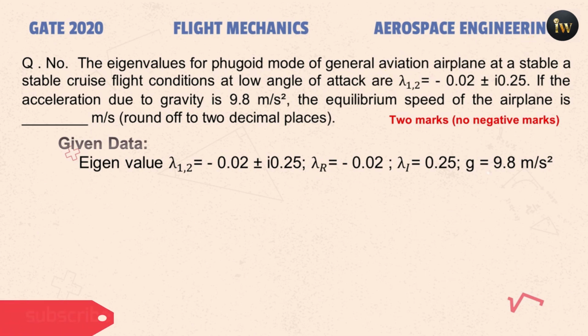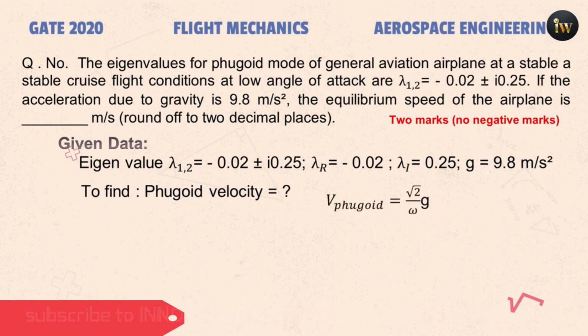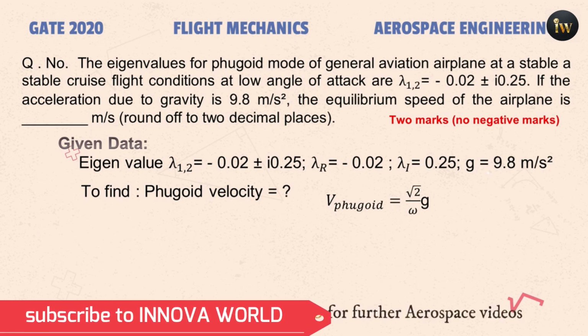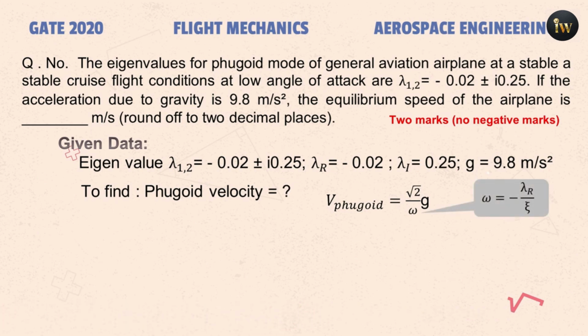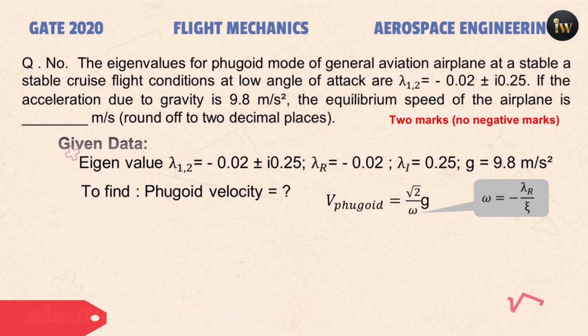To find the phugoid speed of an aircraft, recall the formula for the phugoid velocity. V phugoid equals root over 2 times g divided by omega n. G is given, and the unknown is omega n. Recalling again, the natural frequency becomes minus the real part of the eigenvalue divided by the damping ratio. Lambda R is known to us, but we don't know the damping ratio.